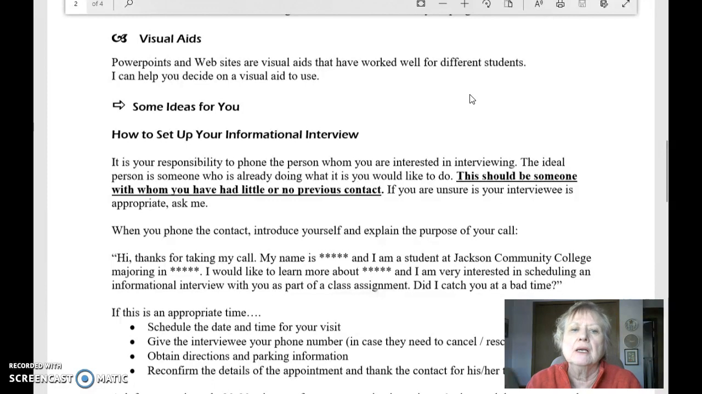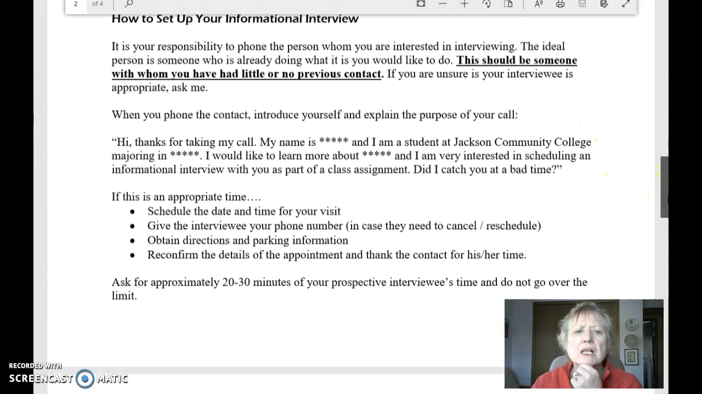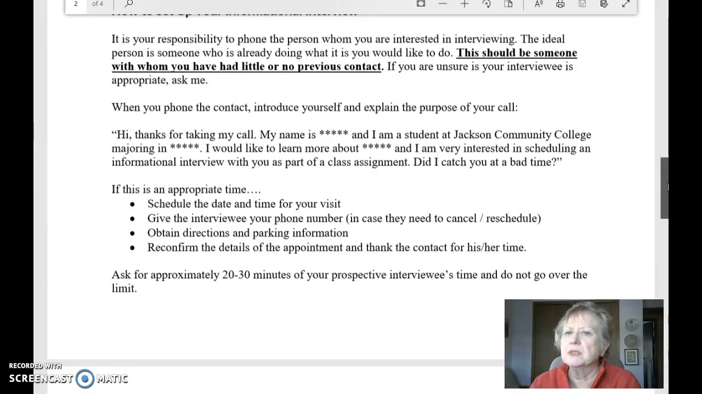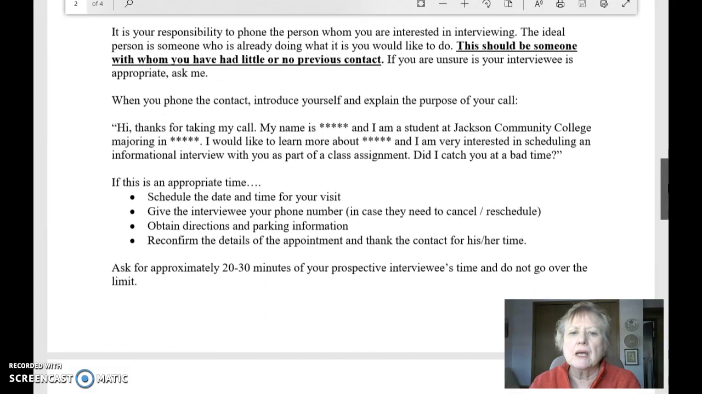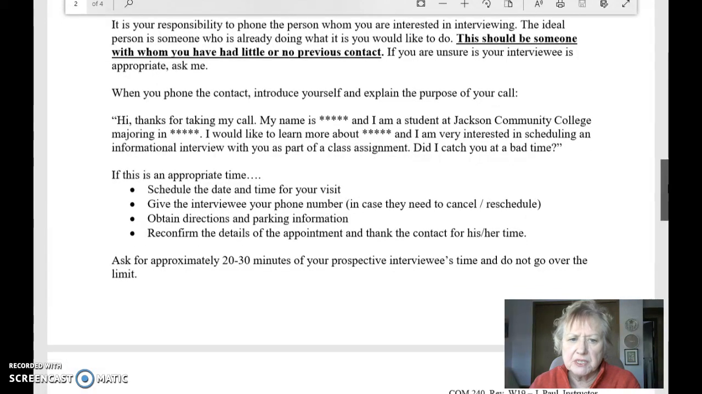For this project, I've given you some tips on how to set up the informational interview. I'll let you go over that and study that. Of course, if you have any questions, shoot me an email, talk to me, set up an appointment. We can talk face to face. Just let me know if that's what you'd like. Now, this interview, you shouldn't have to take more than half an hour, I'd say, of your interviewee's time.